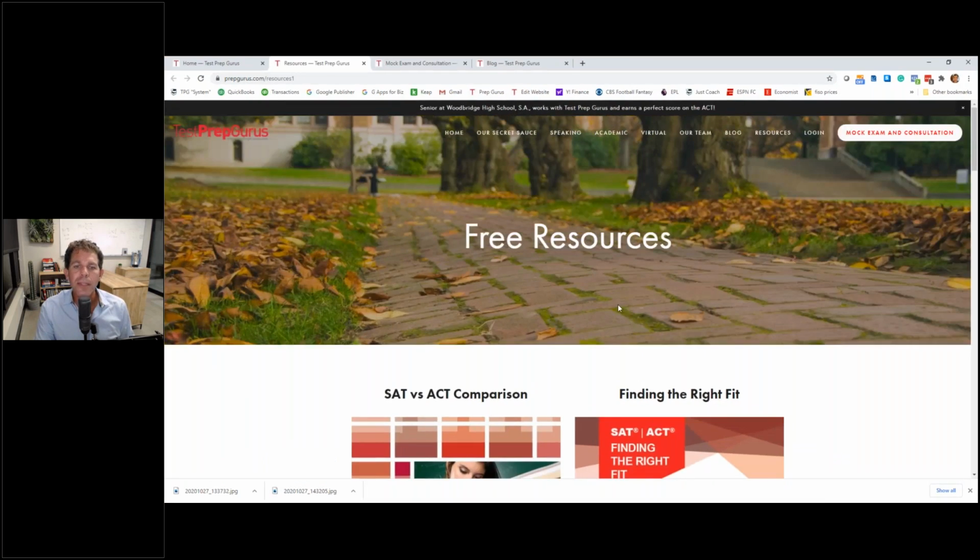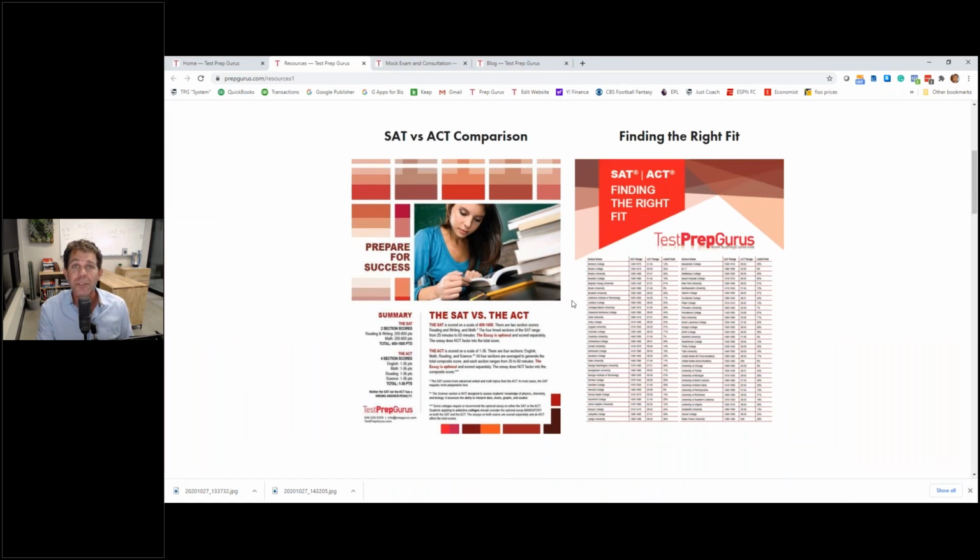I'm not going to spend a lot of time talking about the specific differences between SAT and ACT, and here's why. Number one, it would bore most of you to death, and we certainly don't want that. Number two, it's much easier to take in that information by reading it rather than listening to me.